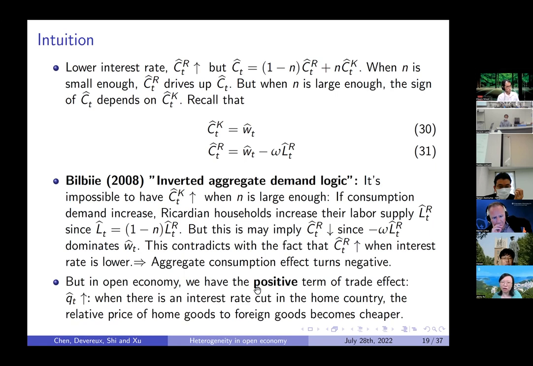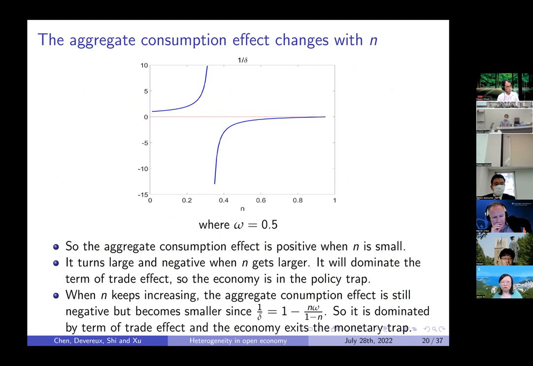But remember, in open economy, we also have the positive term of trade effect. Okay, so this is the aggregate consumption effect. It is positive, but then it becomes negative and very large in the middle range of n. But then when n increases, because n is going to be 1 over delta, and there's a typo, there should be delta. So when n becomes very, very large, 1 over delta becomes very small, this term becomes very large. So you are going to have the aggregate consumption effect again become smaller.